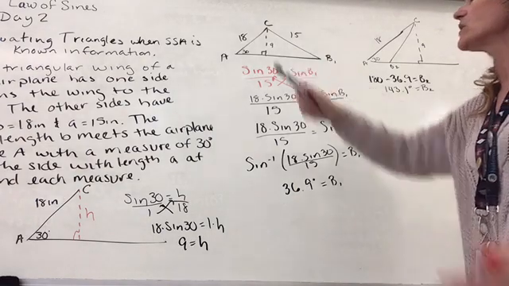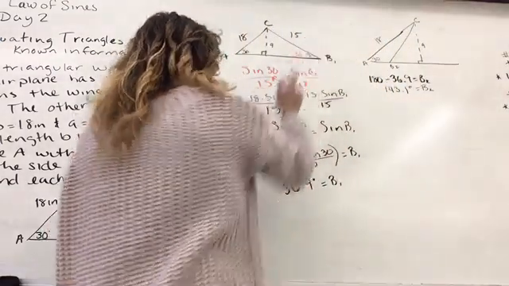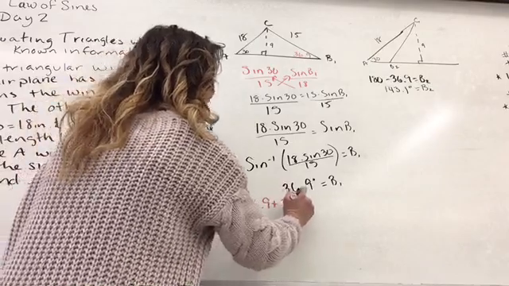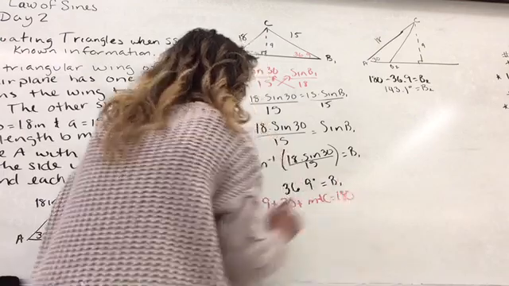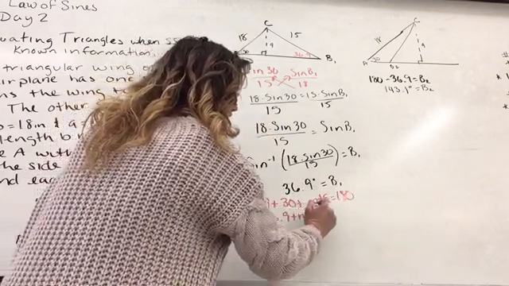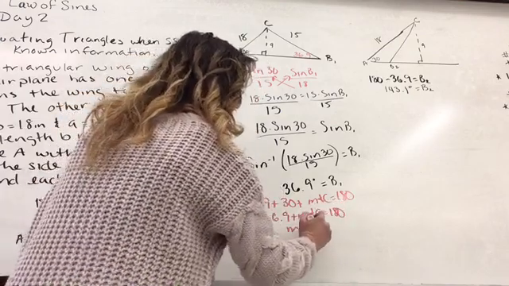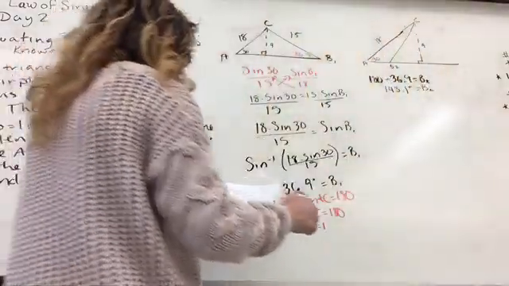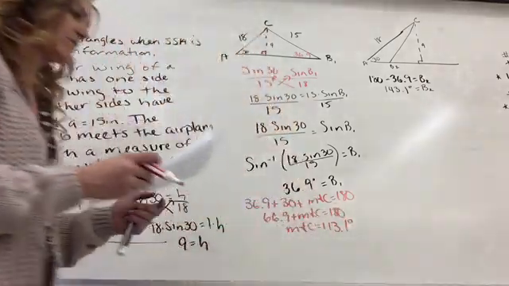If I know two angles of a triangle, I can easily find the third. This is 36.9. So that means 36.9 plus 30 degrees plus angle C has to equal 180. That's 66.9 plus the measure of angle C equals 180. So the measure of angle C ends up being, let me take my cheat sheet just so I don't make a math error, 13.1 degrees.